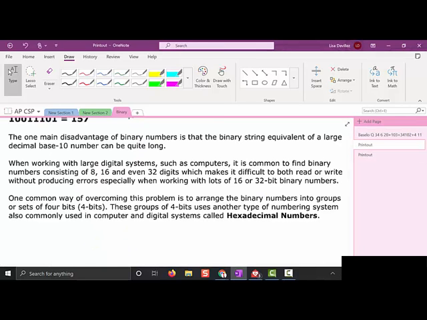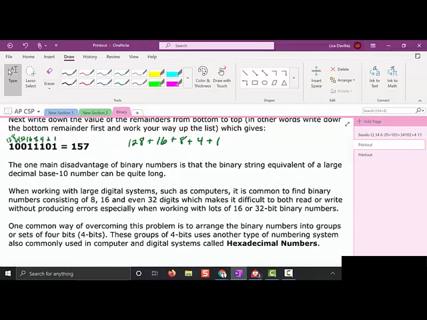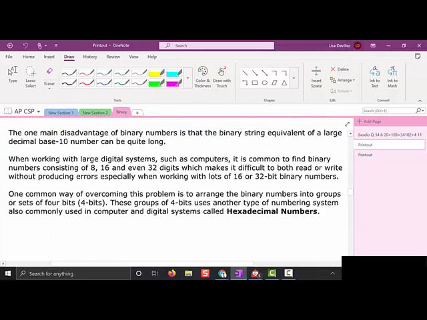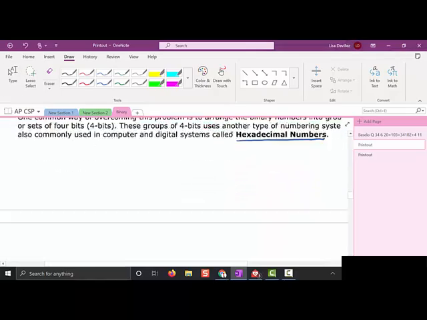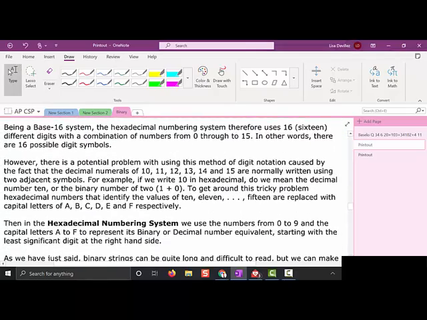Okay, so here it talks about, and as you can see, if we look at this number here, 157, that they wrote in binary, how many more digits are involved if we're just doing plain binary. One of the ways that we deal with this is to arrange the binary numbers into groups of 4 bits, 4 digits. And then we have another system that we use called hexadecimal. Hexadecimal is a base 16 system.